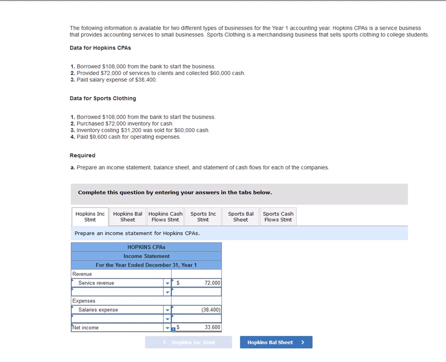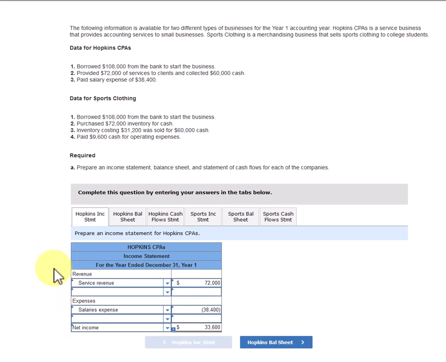We have a service-based company, that is Hopkins CPAs, and then we also have a merchandising business, which is the sports clothing company. So we're going to start by focusing on Hopkins CPA. They give us three different transactions here, and we are going to prepare the income statement, the balance sheet, and the statement of cash flow. Now, it's important to note that all three of these transactions are not necessarily going to be used on every single tab. We're just going to use what we need.